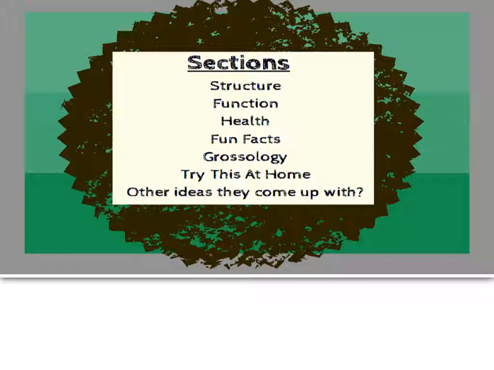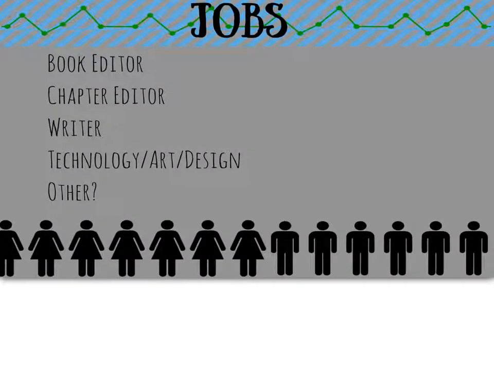In each of those chapters, we're going to hit on different things. So if you imagine we're inside the cardiovascular system chapter, we're going to be looking at the structure of the heart and the lungs, what they do, what their function is, how we keep them healthy, some fun facts about the heart and the lungs, maybe some gross stuff about the health of the heart and lungs, and then some try-this-at-home activities that would relate to heart and lung health, and any other ideas that you might come up with in this project.